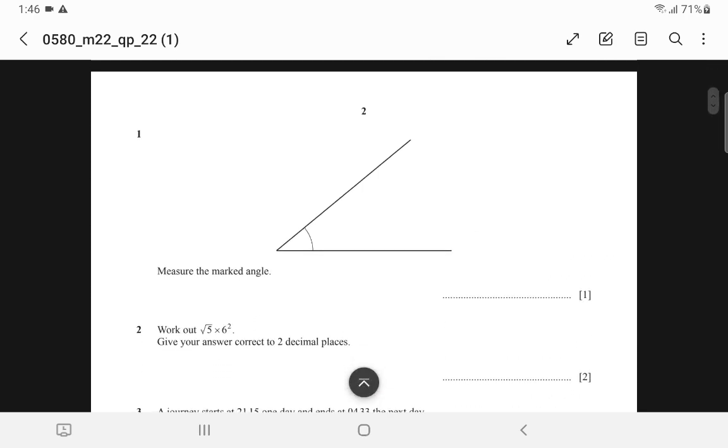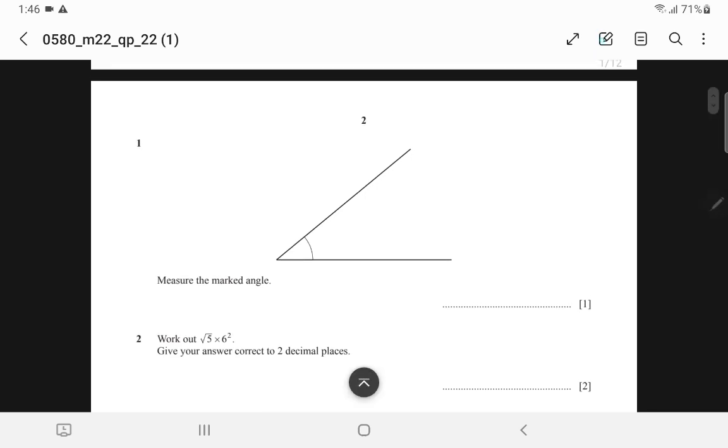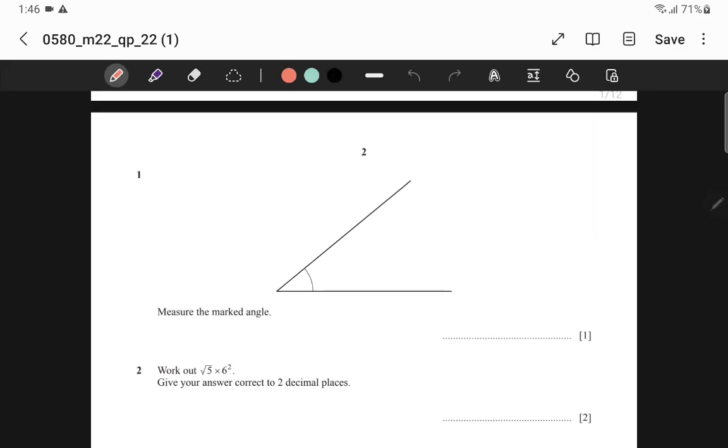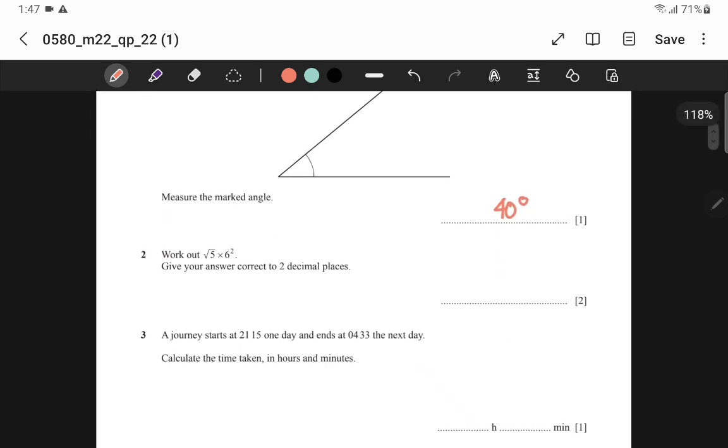This one, you need a protractor. Please check it using your own protractor, okay? This one is 40 degrees. This one is 40 degrees. And this one is the calculator question.